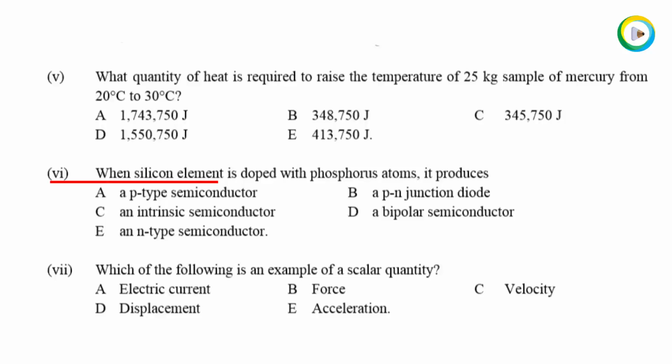Okay, Roman 6. The question says, when a silicon element is doped with phosphorus atoms, it produces: A, a p-type semiconductor; B, a p-n junction diode; C, an intrinsic semiconductor; E, an n-type semiconductor; D, a bipolar semiconductor.